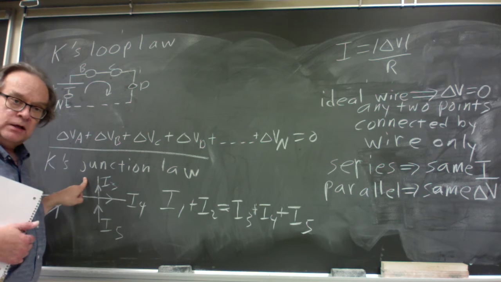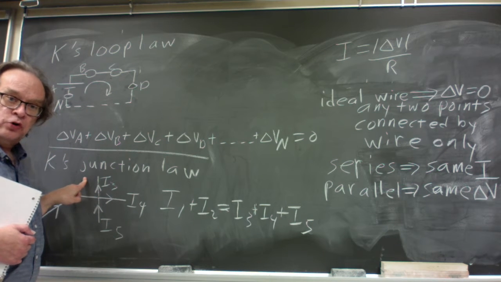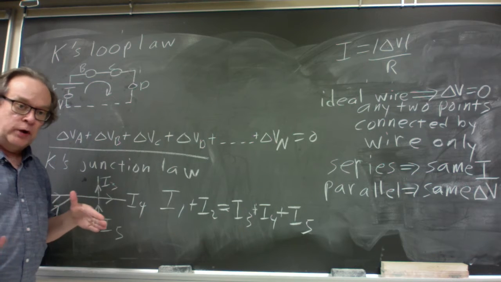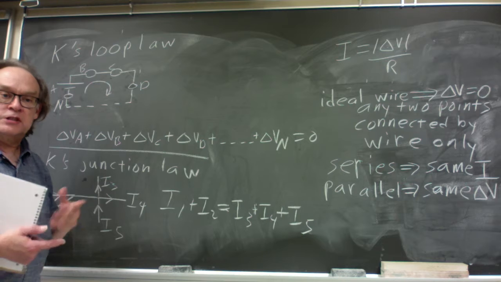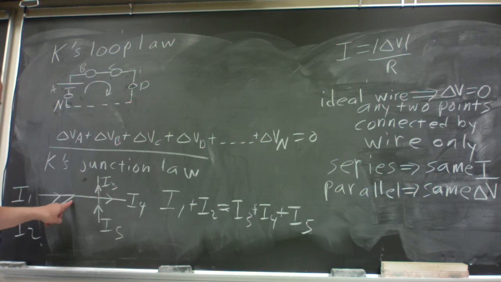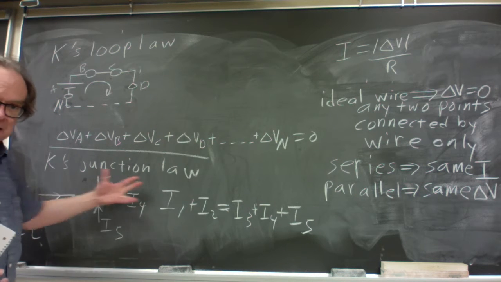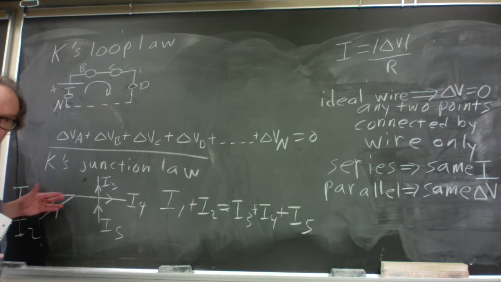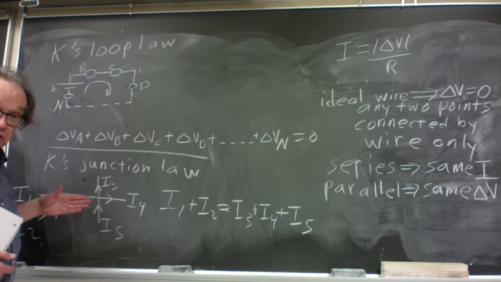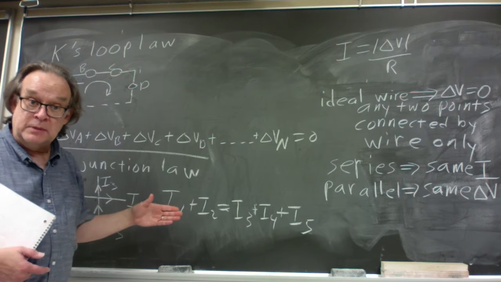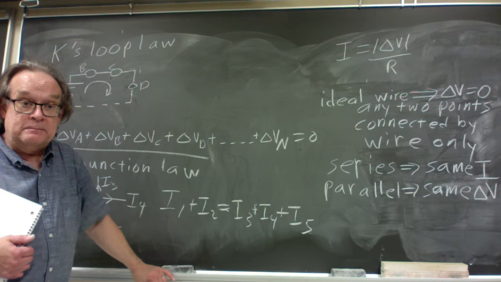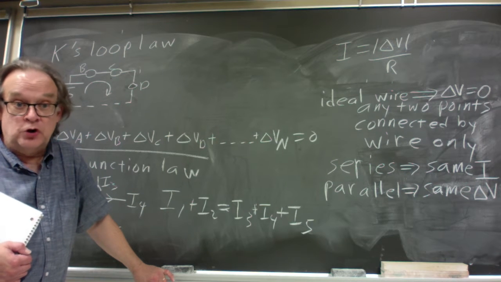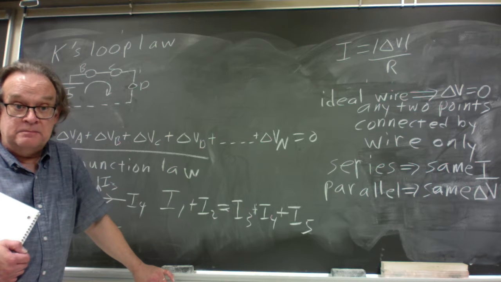The other so-called Kirchhoff law is the so-called junction law. A junction is where two or more currents come together, or where two or more currents leave. The basic idea is that the total current going in is equal to the total current coming out, which is basically the same idea as the conservation of current principle.